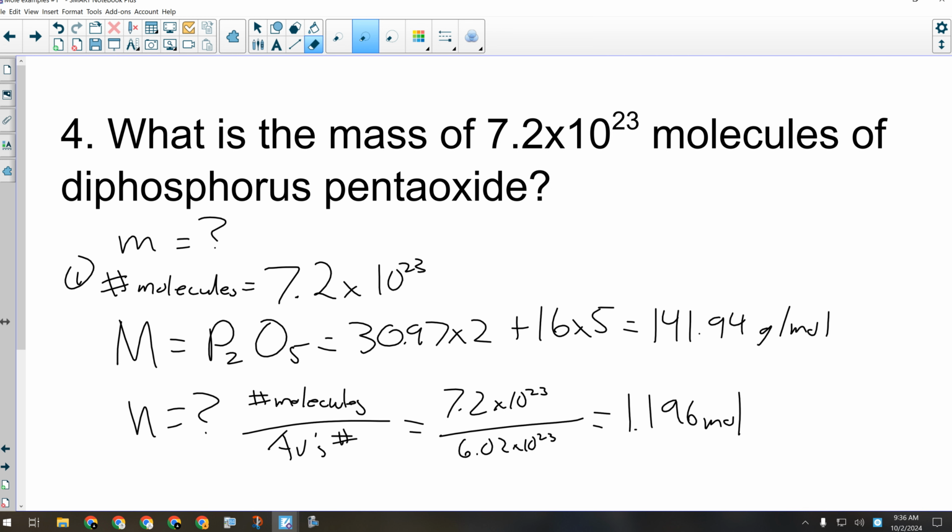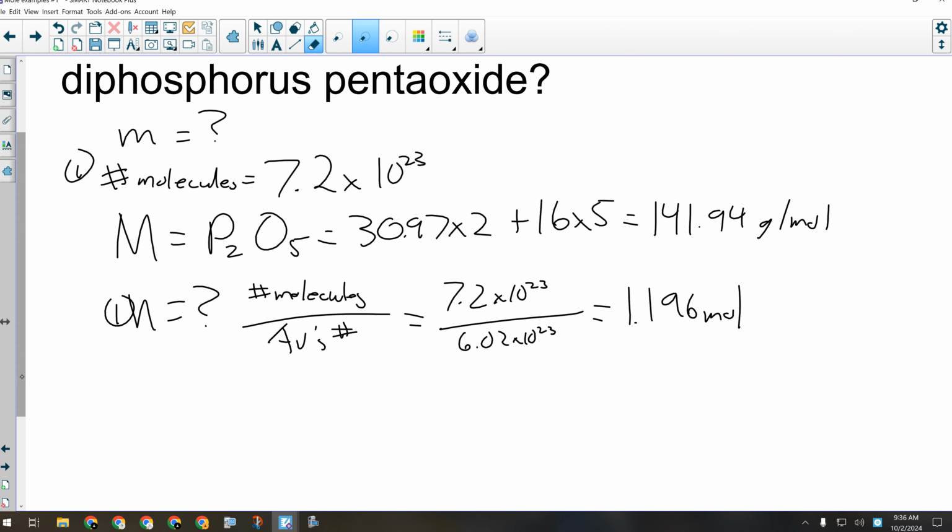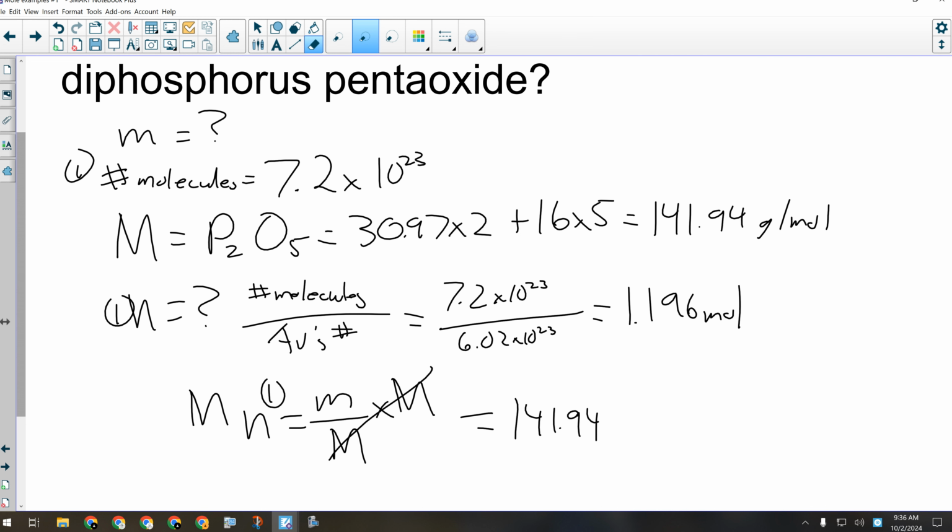All right, now that I've got that number, okay, and that, by the way, would be your second mark, now I can look at solving for mass. So now I would go n equals little m over big M, and I would manipulate it by multiplying both sides by big M, and I'd get a mark for that. Okay, and then I would go 141.94, my molar mass, okay, that's in grams per mole, and I would multiply that by 1.196 moles, okay? The moles will cancel, and I'll be left with grams, okay?